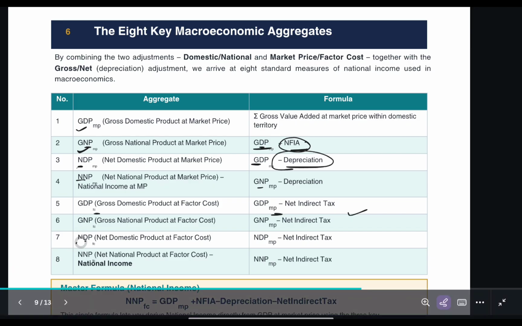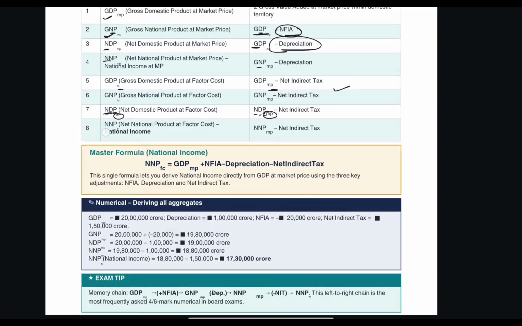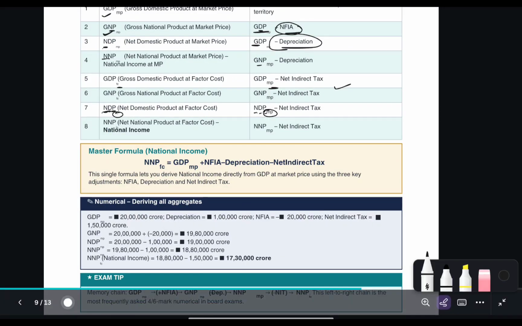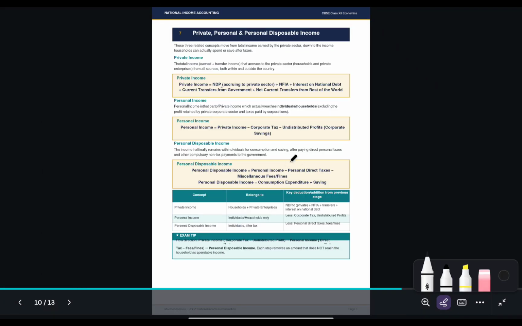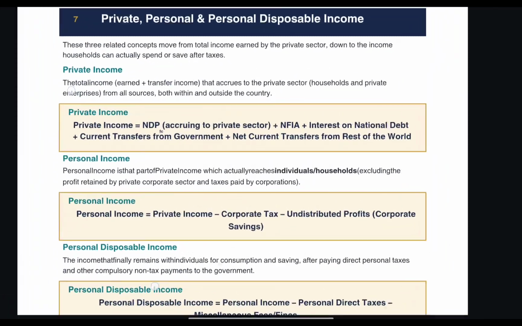For example, net same, domestic same, product same, but factor cost and market price. So you have to change market price into factor cost, and the bridge between market price and factor cost is net indirect taxes. So that's how your question will be.